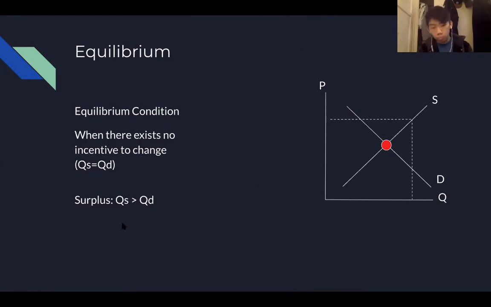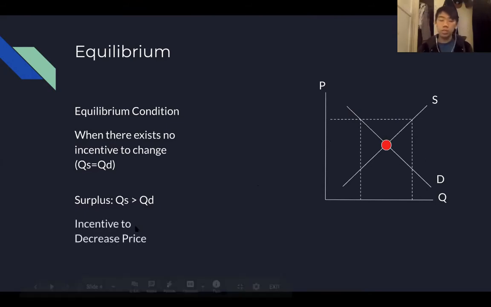So that'll be surplus, quantity supplied, quantity demanded. If there's a surplus, you notice that the quantity supplied is over here and the quantity demanded is over here. As a supplier, you have a lot of leftover stuff, and no one's going to buy all those leftover things. You end up with all this extra stuff, and so there's an incentive to decrease the price.